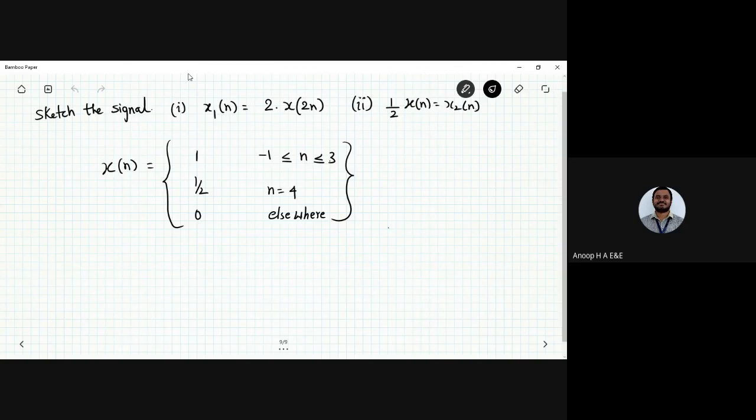So let me sketch the signal x of n, that is x of n signal that I'm going to sketch right now. Minus 1, minus 2, 0, this is 1, this is 2. Next, 0, 1, 2, 3, and 4. This is 3 and 4, this is n. So from 0, minus 1 to 3, you're going to have a magnitude equal to 1.